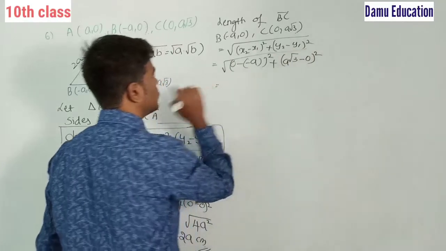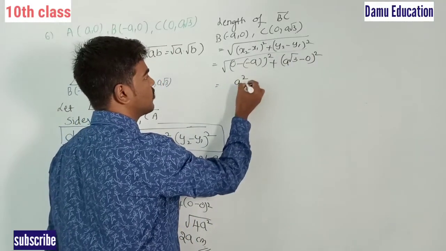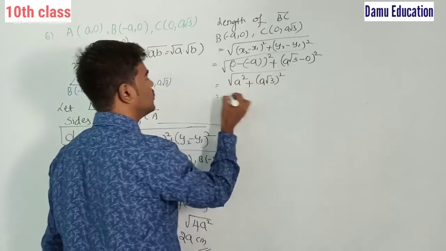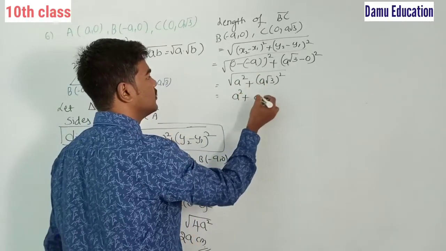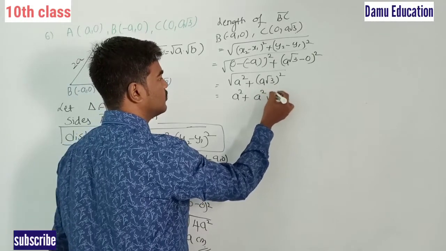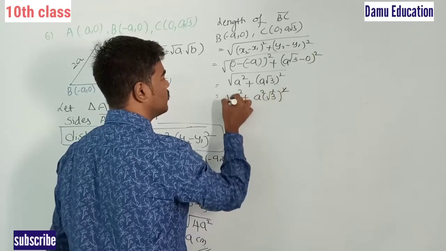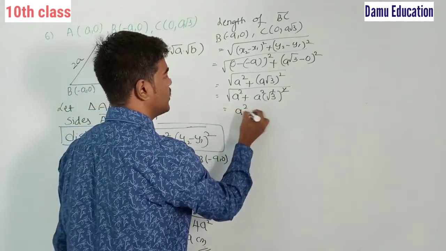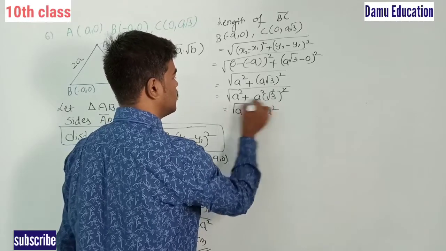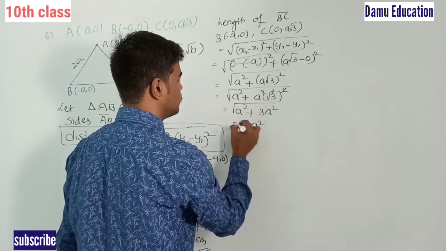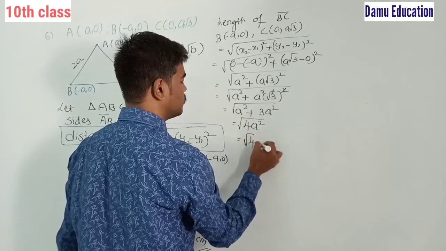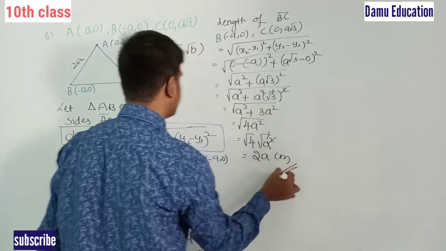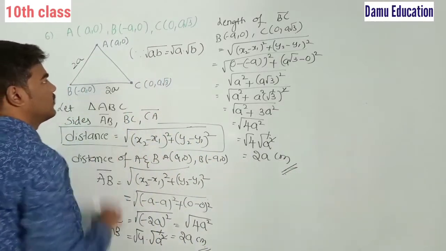Let's consider this one. So minus into minus will become a square, plus (a root 3) whole square, under the square root. The square root will not cancel yet, the outer root is still there. So a square plus 3a square. Now this is 4a square, then the square root of 4 into the square root of a square. The square root will cancel. This is 2a centimeters. As we know, this is 2a.